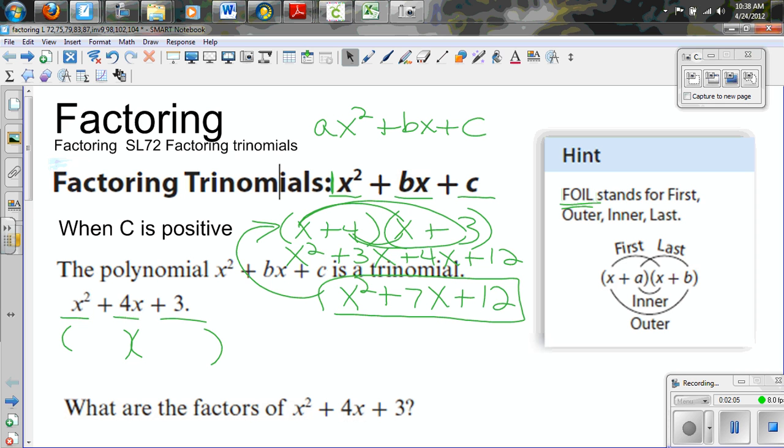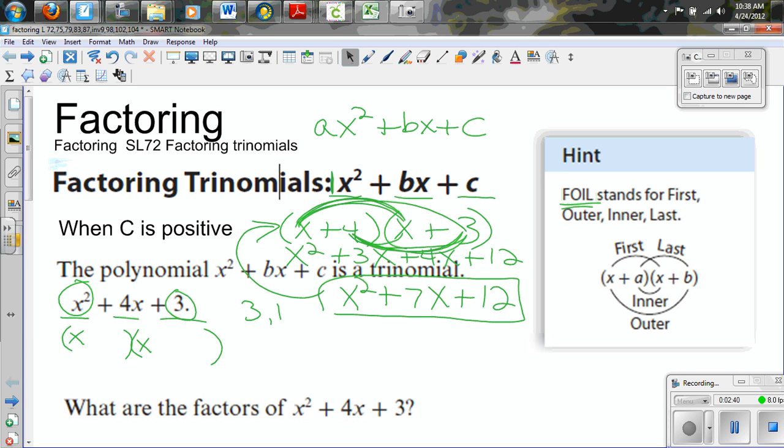Those two binomials have to have their first terms multiplied together, because remember we did first here, to get this first term. So the first terms multiplied together have to be x and x, because the only way to get x squared is x times x. Then we look at the last term. We're going to do the first and then the last. Here, the last term we get by multiplying 4 times 3, that's 12. What things multiply together to give us 3? Just 3 and 1.